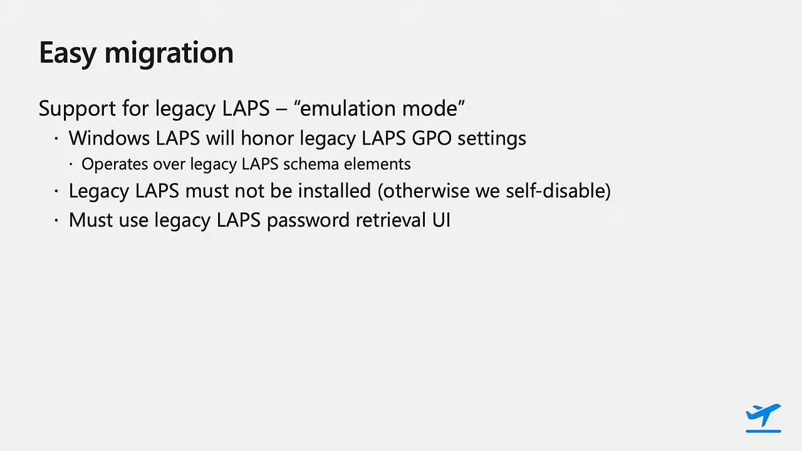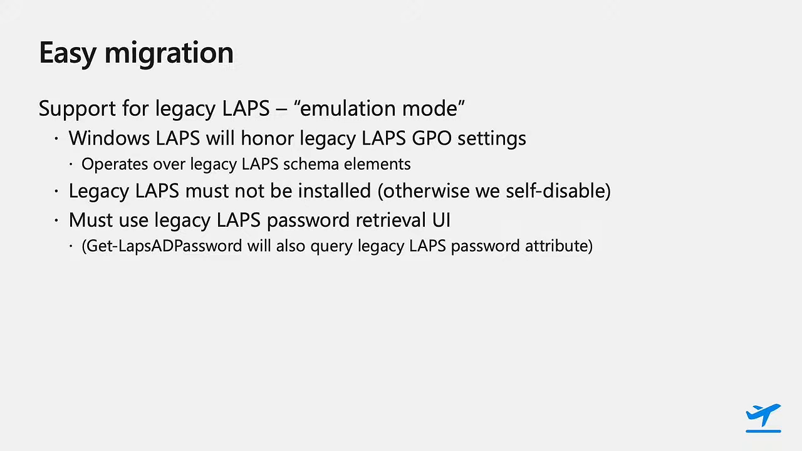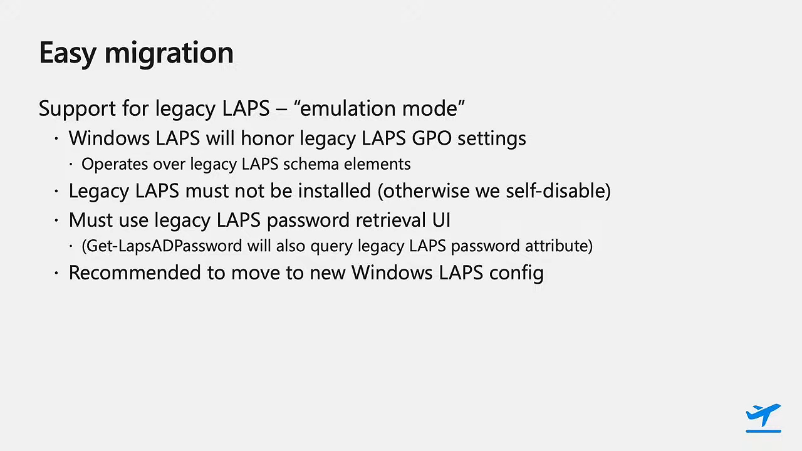There's only limited administrative support built into Windows. We did not include the legacy LAPS password UI, so if you want to use that UI, you can, but you'd still have to install the legacy LAPS software separately. The limited support, Get-LapsADPassword, will query the legacy LAPS password attribute. So we're really wanting this emulation mode to be a short-term aid as you're folding this new feature into your environment. It's really recommended, though, that you move to the new Windows LAPS config, especially for the Azure support, or if you're still backing passwords up to on-premises Active Directory, you definitely want to take advantage of the password encryption as soon as you can.